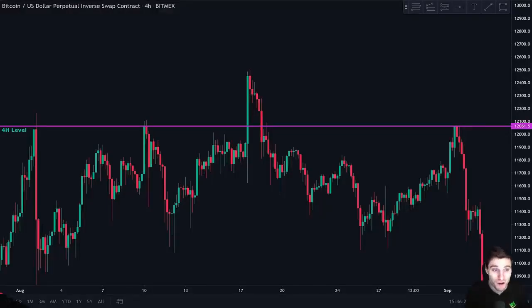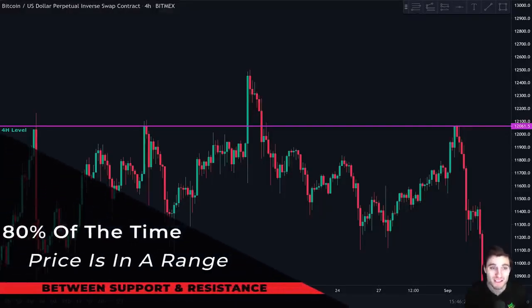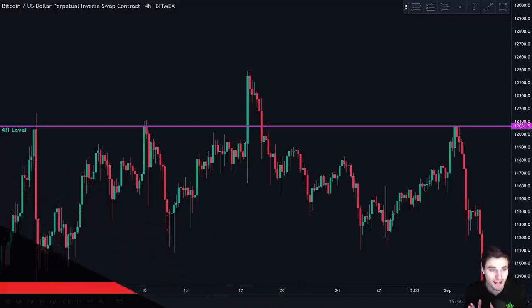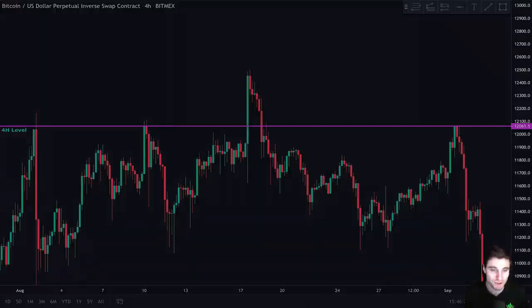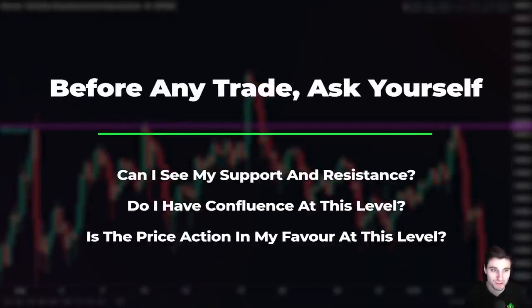So, did you know that 80% of the time, price is not in a trend, but it is ranging between support and resistance? So we want to take advantage of that as much as possible by buying the support and selling the resistance. So, before taking any trades, you must always ask yourself these three questions.